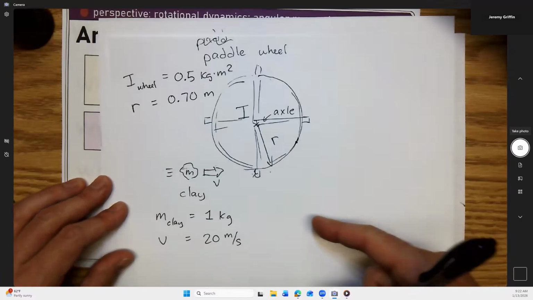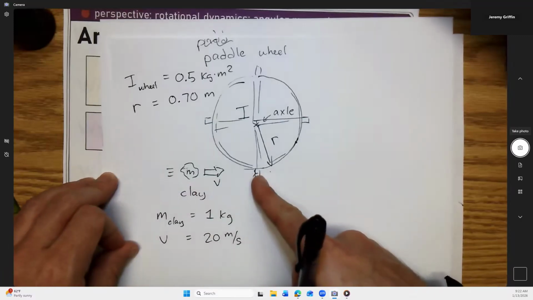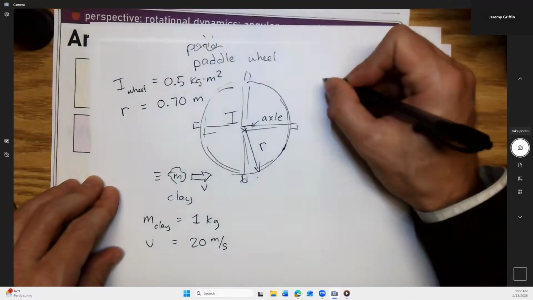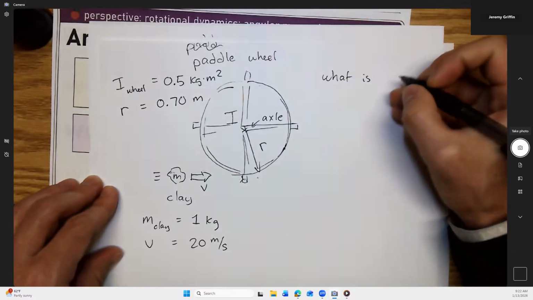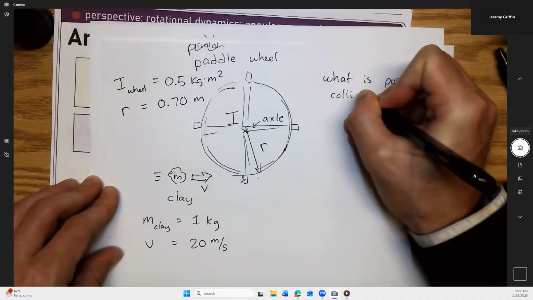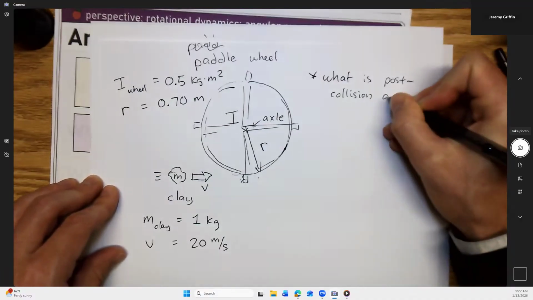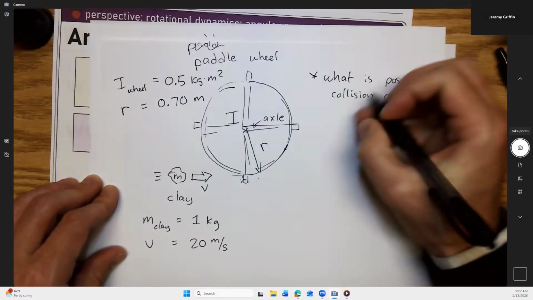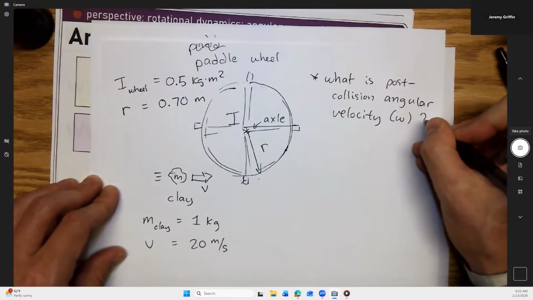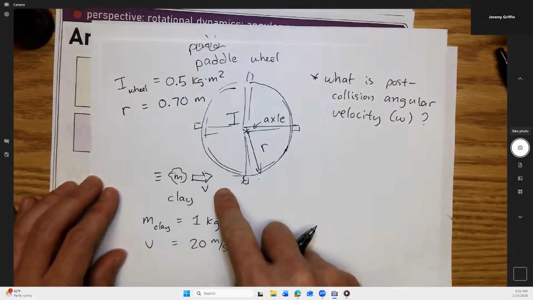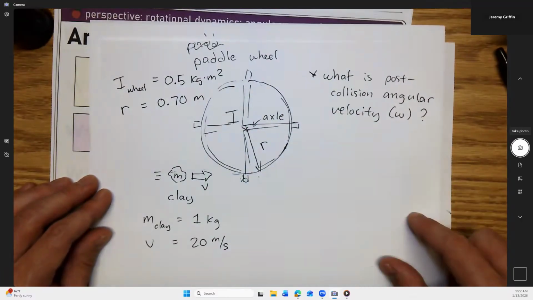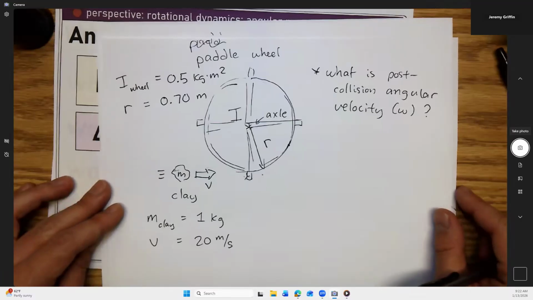The question I have is, after this clay collides with that paddle wheel, how fast is it going to start rotating? So what is the post-collision angular velocity? Call that omega, of course. After this clay collides with this paddle wheel, it's going to stick to it, and this whole paddle wheel is going to rotate about this axle. How fast?